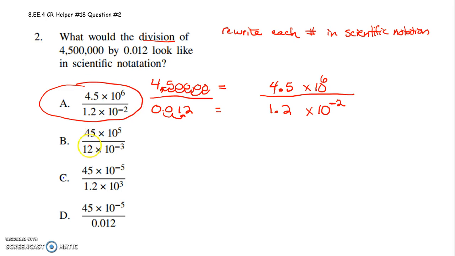Letter B didn't have a shot. These first factors aren't between 1 and 10. C didn't have a shot. That's not between 1 and 10. D didn't have a shot. That number's not between 1 and 10. All righty.